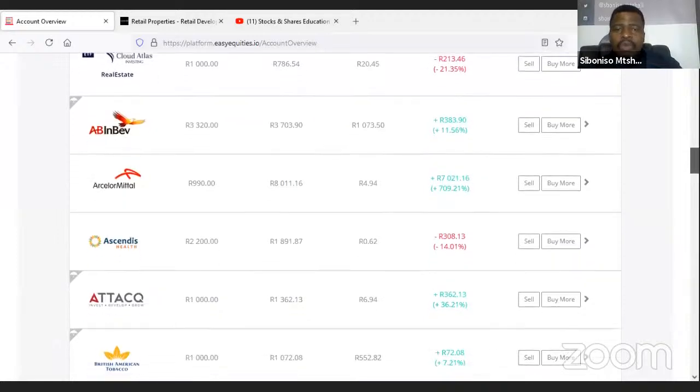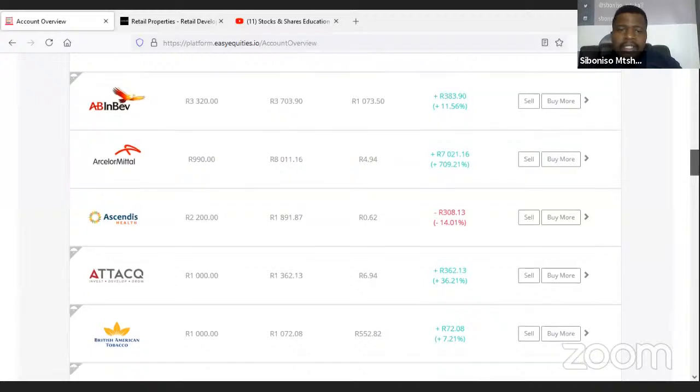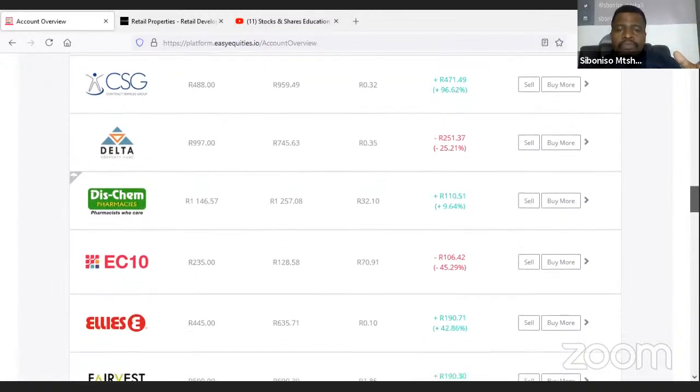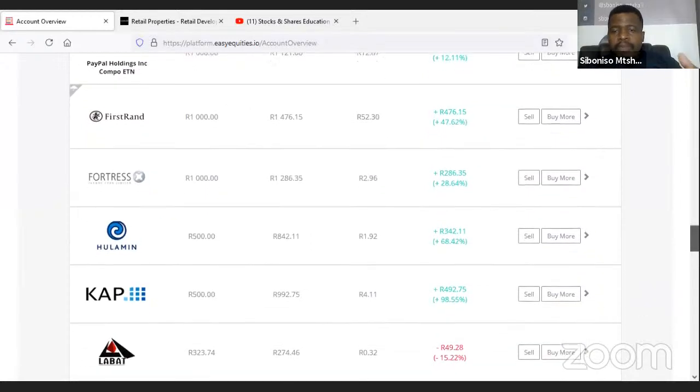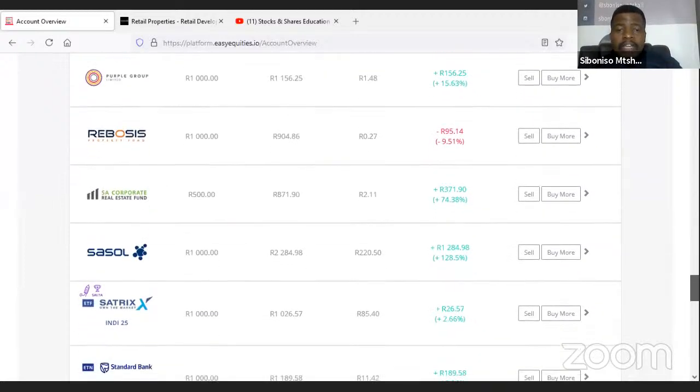Others are actually showing some beautiful performance, like ArcelorMittal, the former ISCOR company, which on my portfolio is up 700%. I bought it with 990. It has given me some 7,000 profit, not too bad. That is why this one is standing like this. All right, so we can scroll down. Under your portfolio, you can see which ones are showing some form of performance. We've got a whole lot of green that are actually doing well.